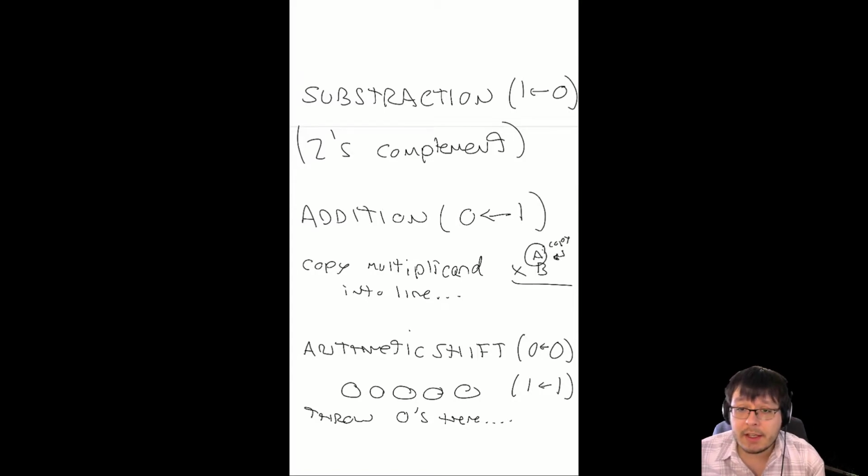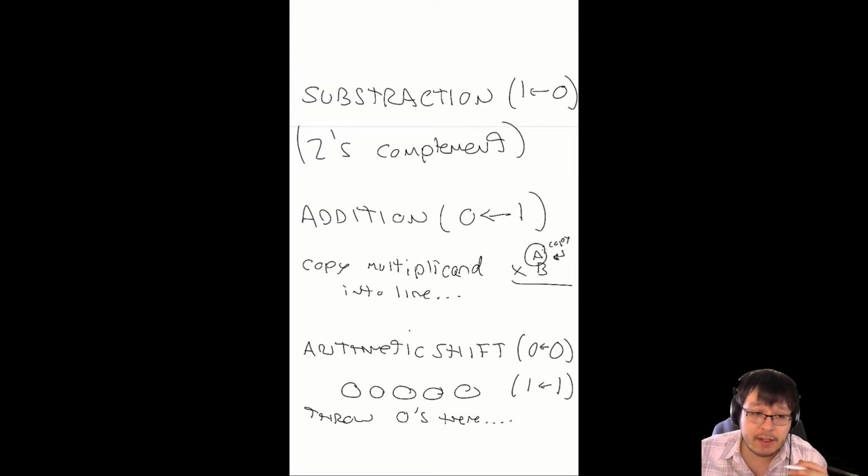As you can see, the only one of these operations that requires some brain power is the subtraction, because we got to do the 2's complement. But for addition, it's just copying, and for arithmetic shift, you're just throwing a bunch of zeros in. How many zeros do you throw in? As many as you need, okay?